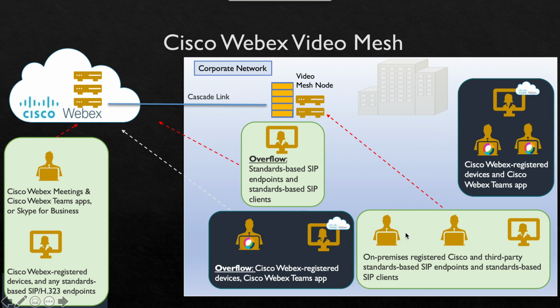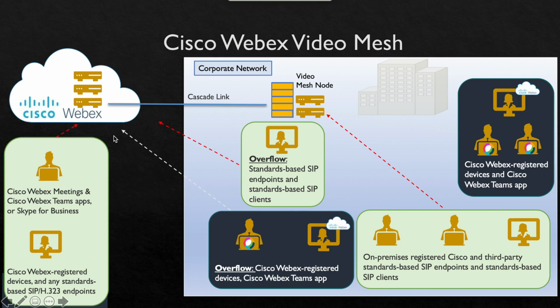But for on-prem endpoints, that has to do with routing behavior set up in the CUCM. So they will always try to connect to the video mesh node first, and then by second priority, if no resources are available, then they'll connect out to the cloud.